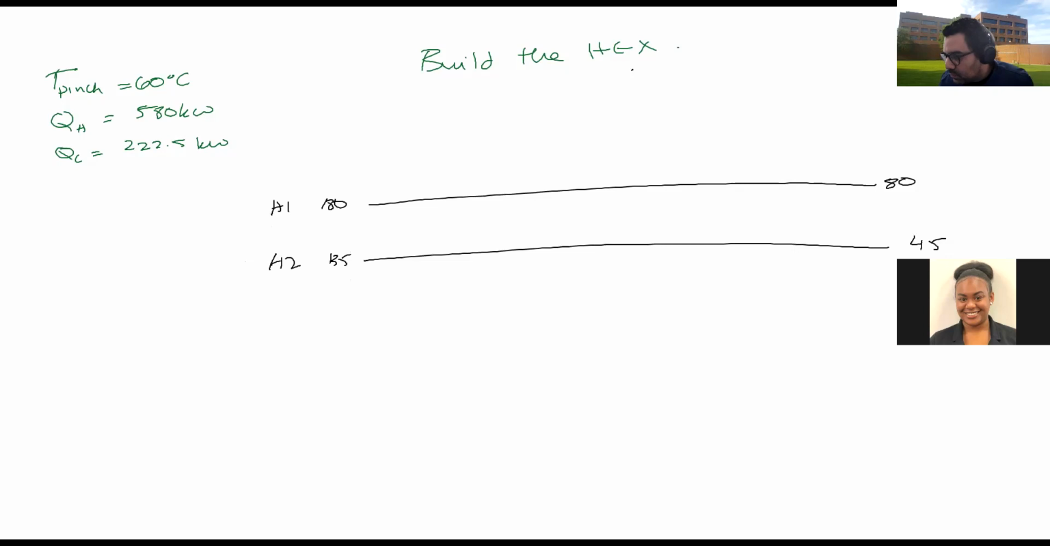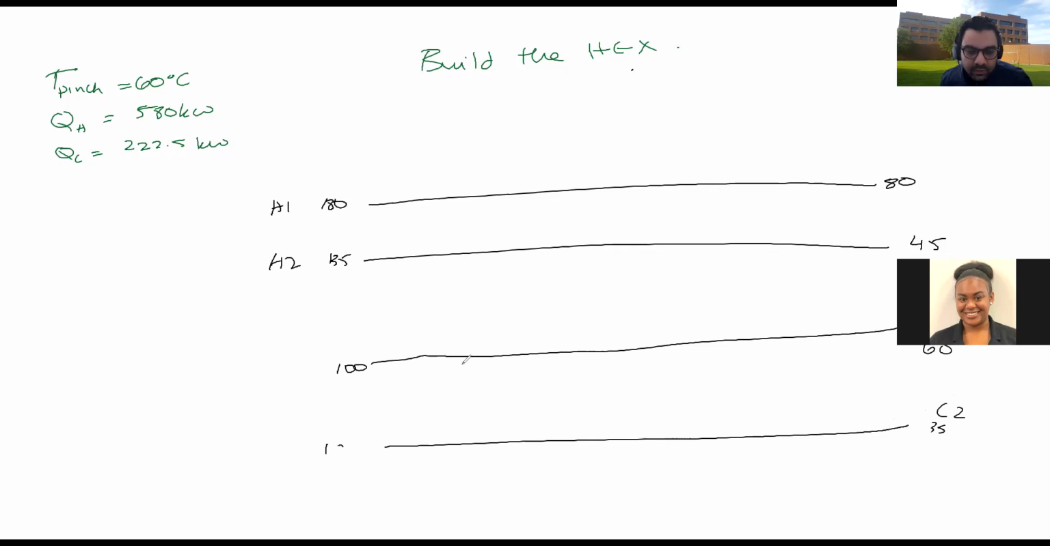C1 in this case was from 60 to 100, right? And C2 is from 35 all the way to 120. So these are my 4 streams. I just drew 4 lines, and I listed the temperatures at the end of it.